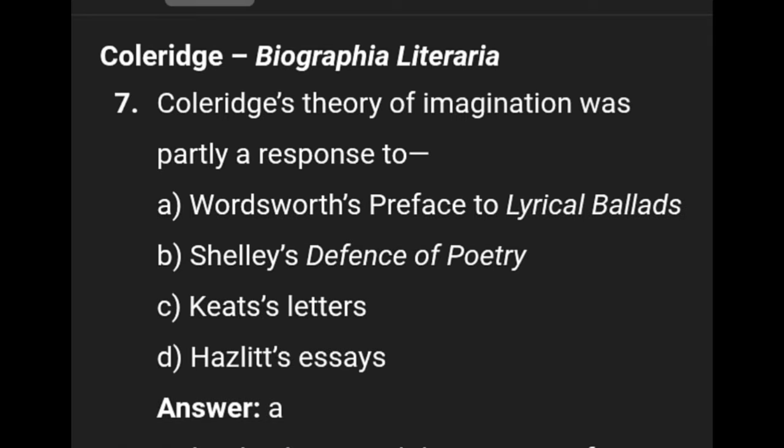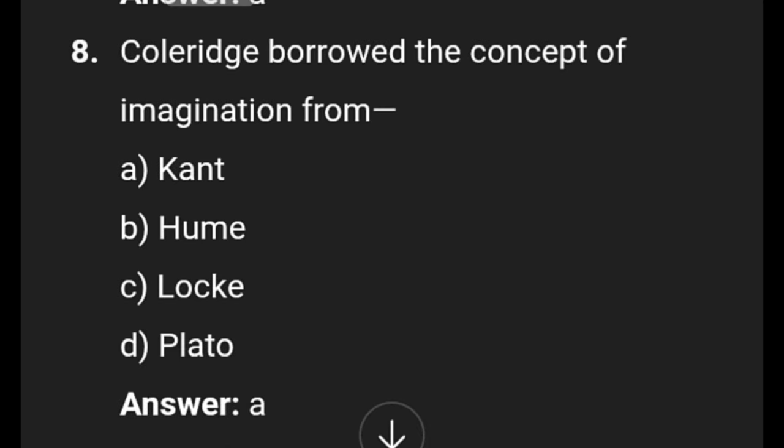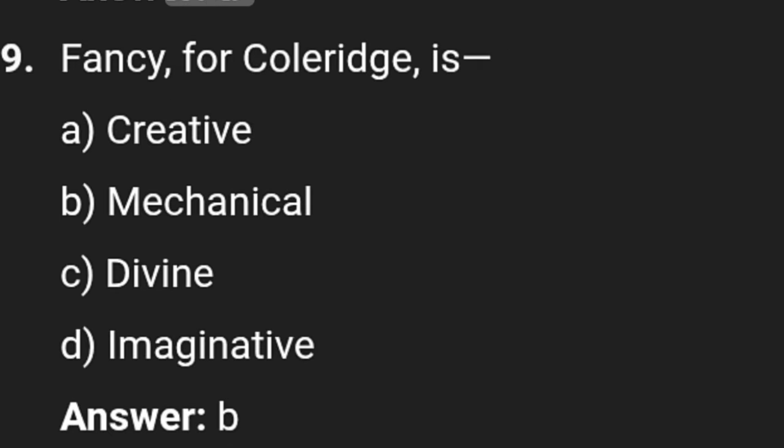Then question from Coleridge, Biographia Literaria. Coleridge's theory of imagination was partly a response to Wordsworth's preface to Lyrical Ballads. Then Coleridge borrowed the concept of imagination from Kant. Then fancy for Coleridge is mechanical.